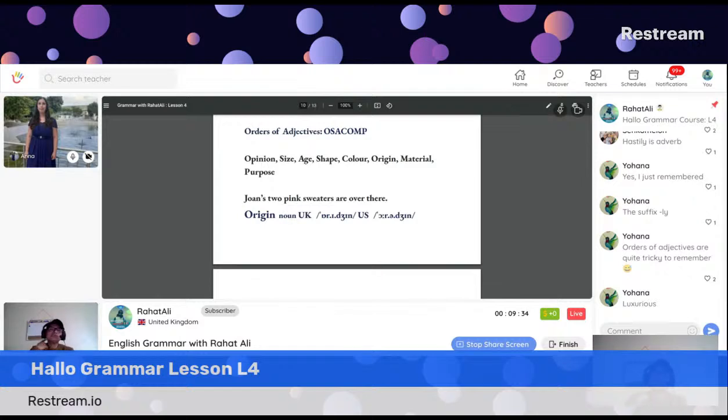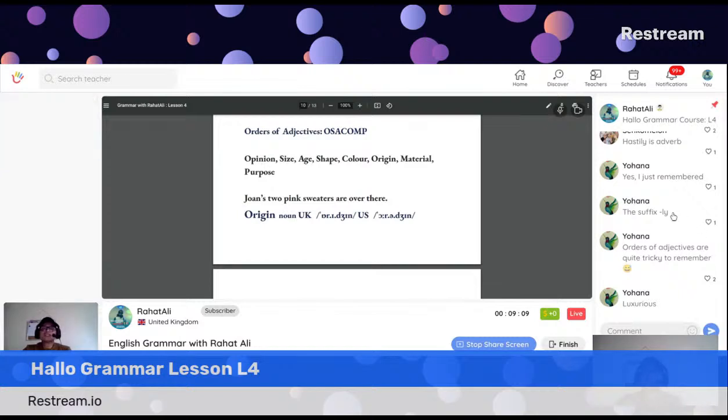It's going down. So remember, there is an order of adjectives. That means when there is more than one adjective, we have to follow this rule. Try to remember the acronym OSACOMP, and it stands for opinion, size, age, shape, color, origin, material, purpose. So there is an example like Joanne's two pink sweaters are over there. We lost you again.